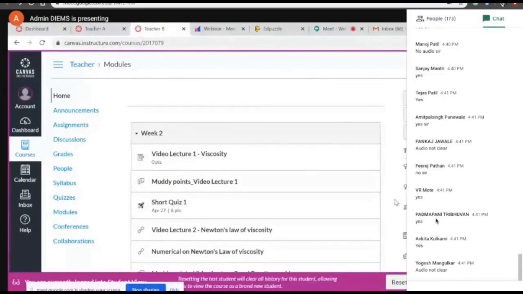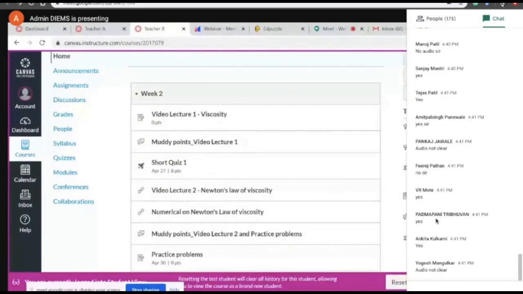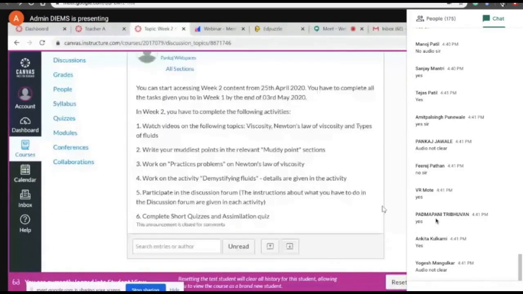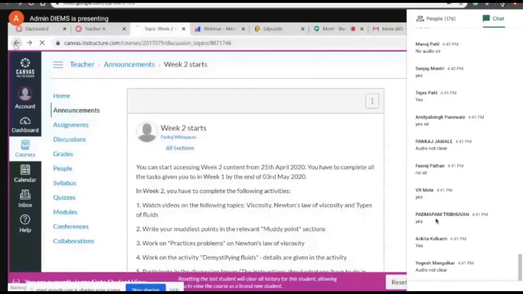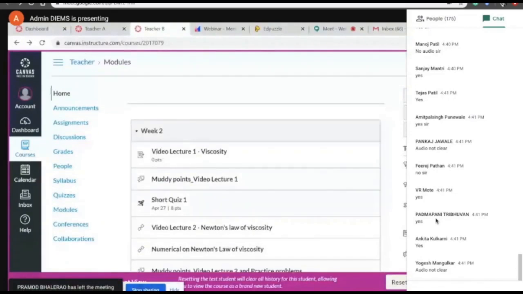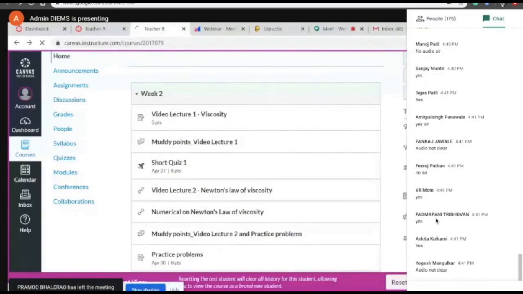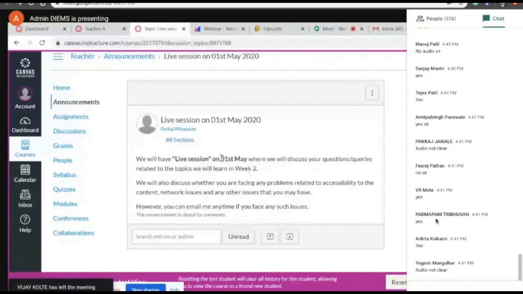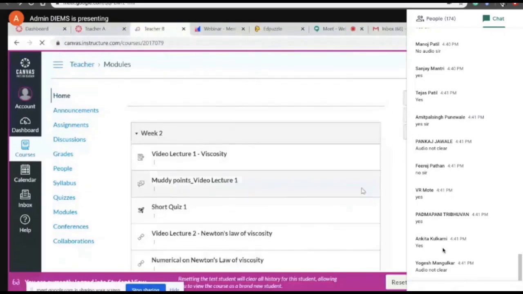Okay. Yeah. Now, if you see here on the right side, there are different announcements. For example, here is an announcement that week 2 is starting. Here the teacher has said that students can start accessing the content, and he has given some instructions on how to work on this particular week's content. This instruction is given by the teacher through an announcement. Along with that, he said that after going through this content, on 1st May he'll take one live session where we can discuss student questions, queries, and all other things. So this is the second announcement that the teacher made.